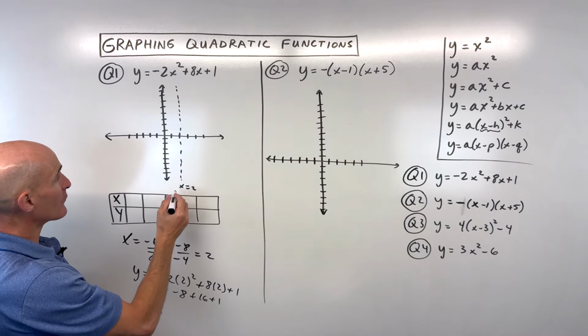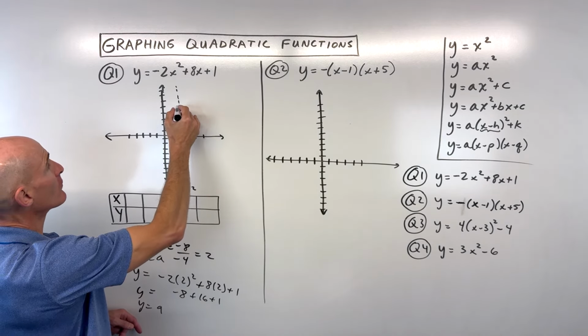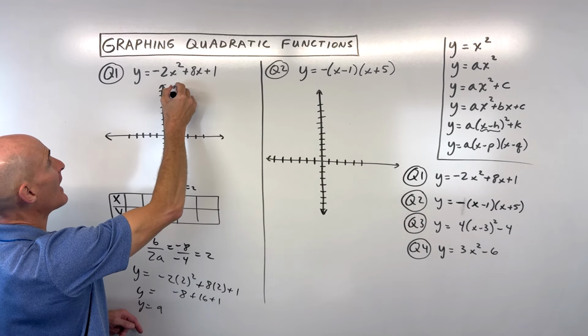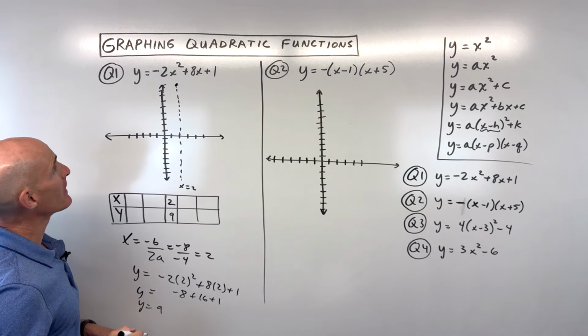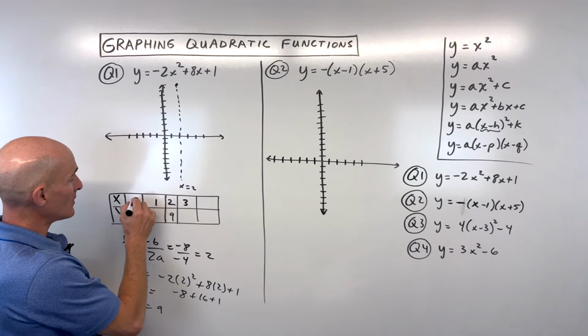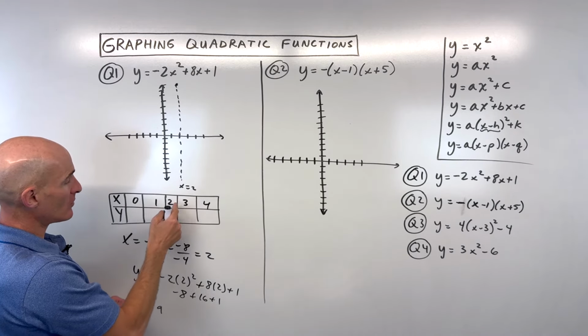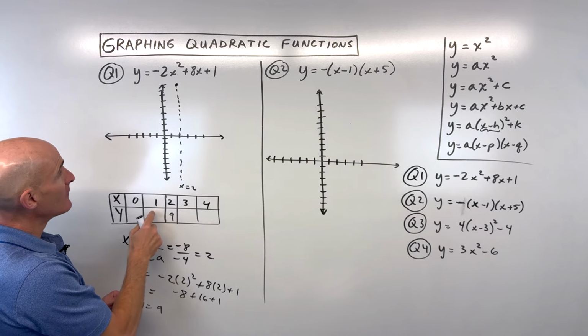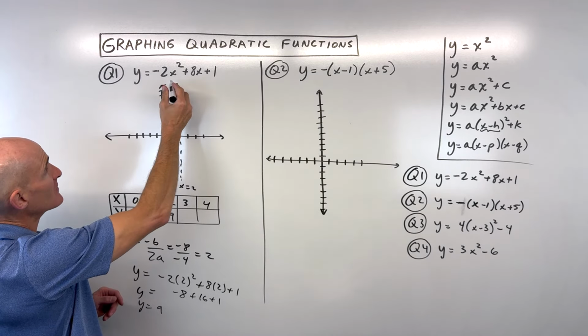That's the y-coordinate of our vertex. Let's see, 1, 2, 3, 4, 5, 6, 7, 8, 9 is way up there, right? Okay, now what we can do, we can pick some points on either side of that vertex, because remember, it's symmetric. So if I go 1 lower, 1 higher, 2 lower, 2 higher. If I plug 1 in, let's see what that gives us.